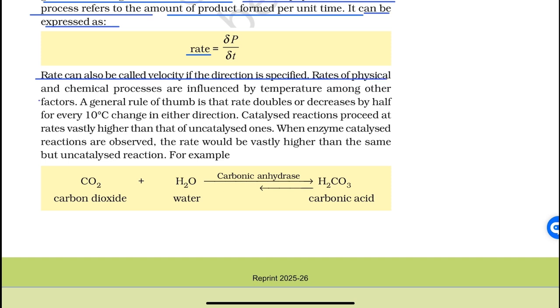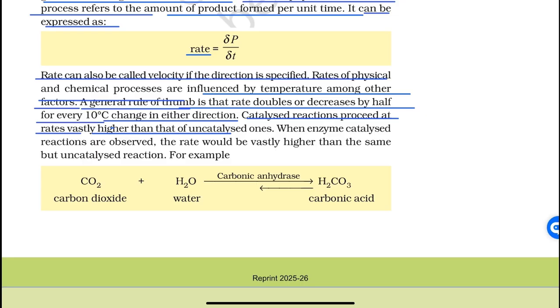Rates of physical and chemical processes are influenced by temperature among other factors. A general rule of thumb is that the rate doubles or decreases by half for every 10 degrees Celsius change in either direction. Catalyzed reactions proceed at rates vastly higher than those of uncatalyzed ones. When enzyme-catalyzed reactions are observed, the rate would be vastly higher than the same but uncatalyzed reaction.